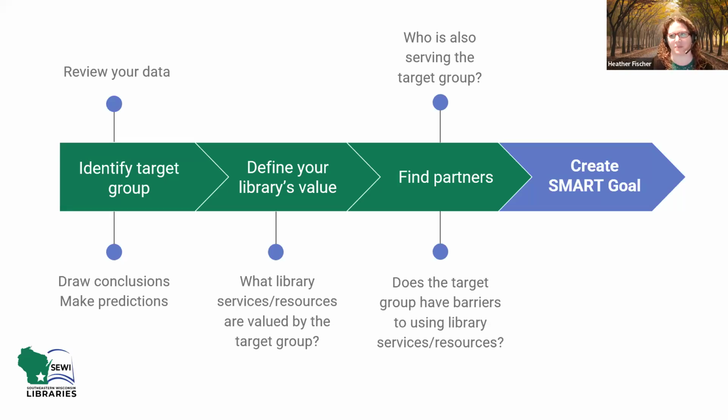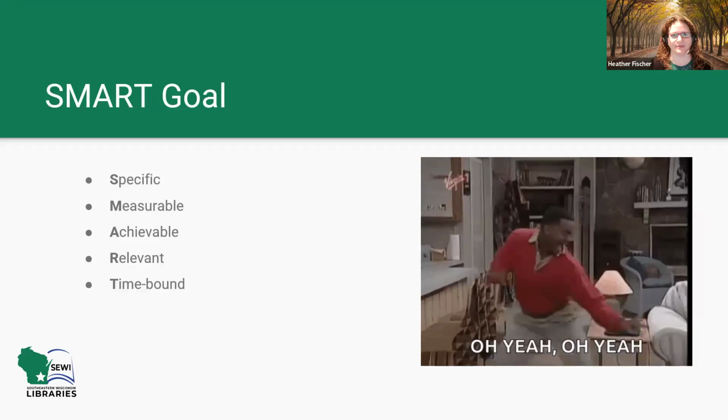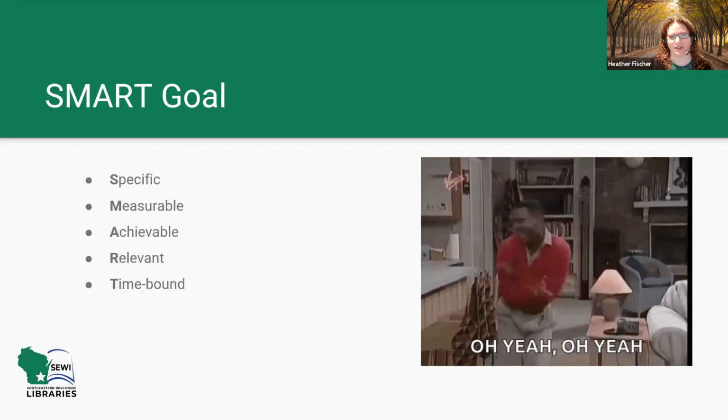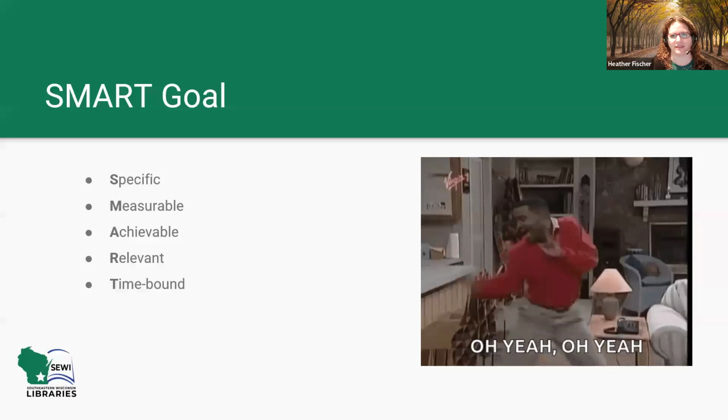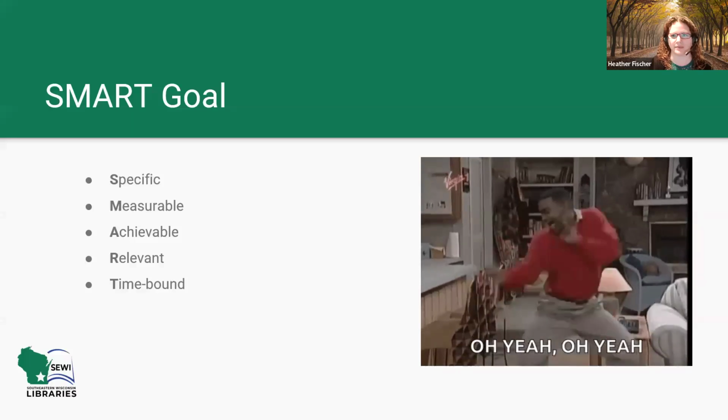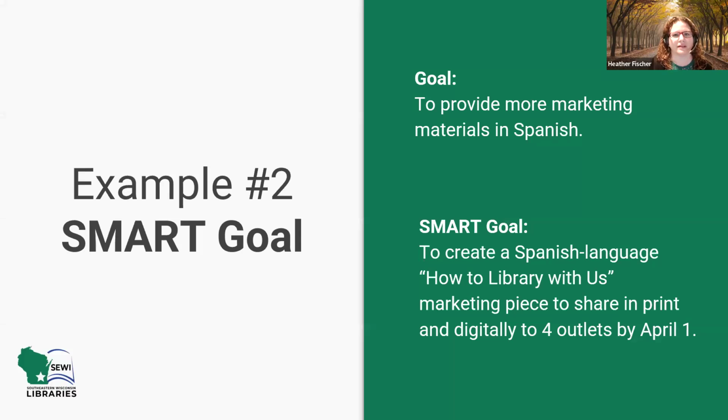Now let's make that goal SMART: specific, measurable, achievable, relevant, and time-bound. The original goal was to provide more marketing materials in Spanish. Here's our new SMART goal: to create a Spanish language how-to library marketing piece to share in print and digitally to 4 outlets by April 1st. It's specific, measurable, achievable, relevant, and time-bound.